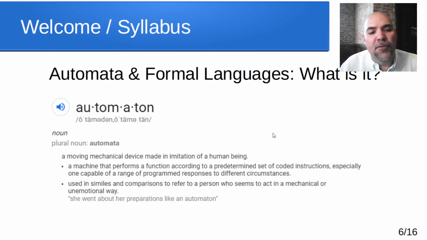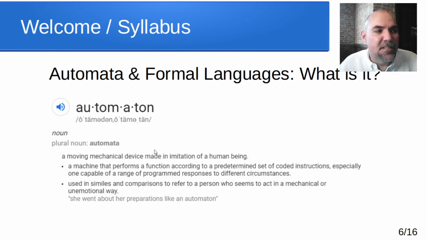If you look up the word automata in the dictionary, it says it's the plural of automaton. So what is an automaton? From the dictionary, it's a moving mechanical device made in imitation of a human being. A machine that performs a function according to a predetermined set of coded instructions, especially when capable of a range of programmed responses to different circumstances. It also says it's used in similes and comparisons to refer to a person who seems to act in a mechanical or unemotional way.